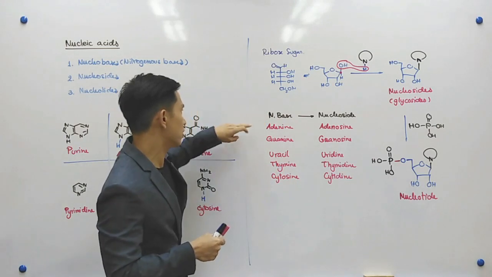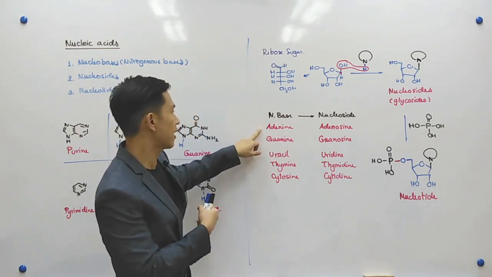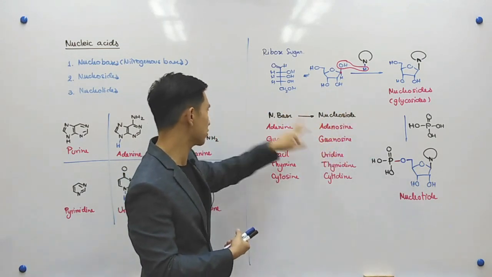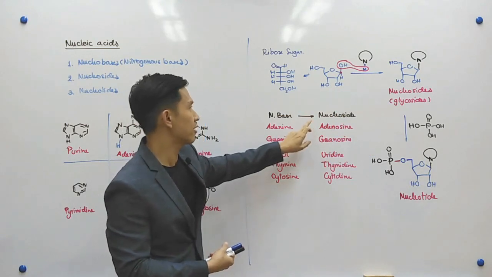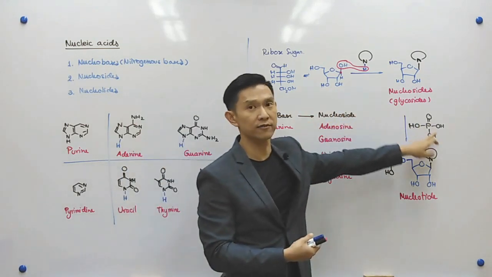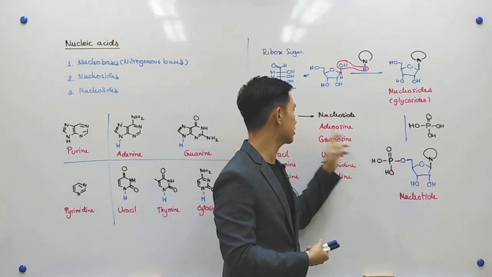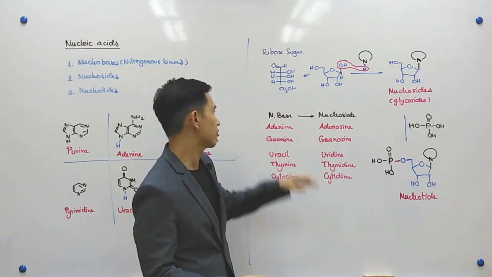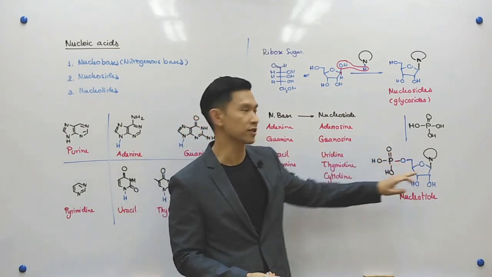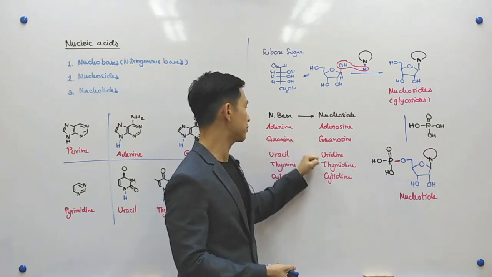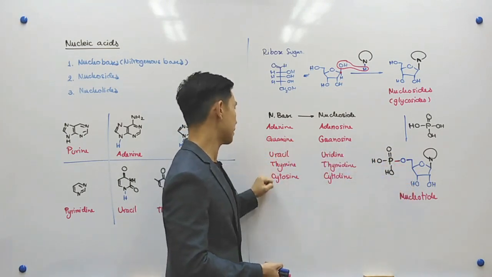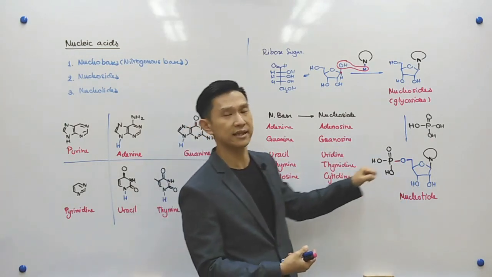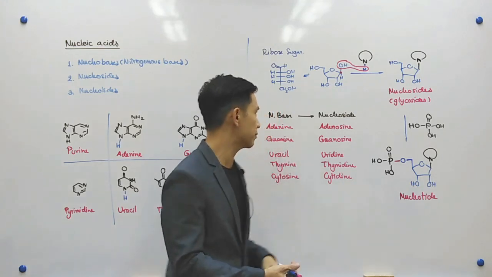Okay, for example, starting from adenine nucleobase, after it condenses with the ribose sugar forming glycoside, we call that glycoside adenosine. Now from the glycoside adenosine, you make one phosphate ester bond, so we call the product adenosine monophosphate. Similarly, from guanine you have guanosine and then guanosine monophosphate, uracil to uridine and uridine monophosphate, thymine to thymidine and thymidine monophosphate, and the last one, cytosine to cytidine and cytidine monophosphate, which is very simple.